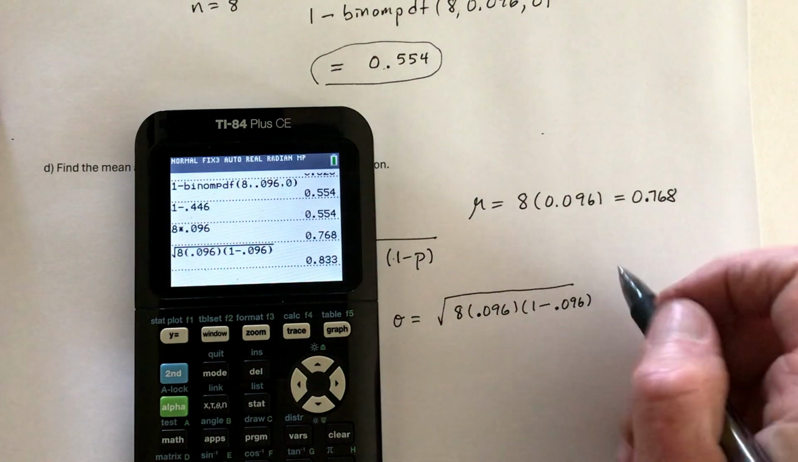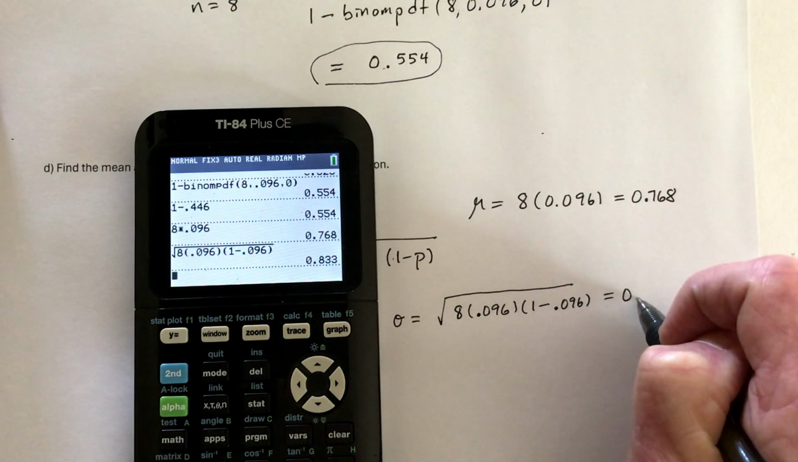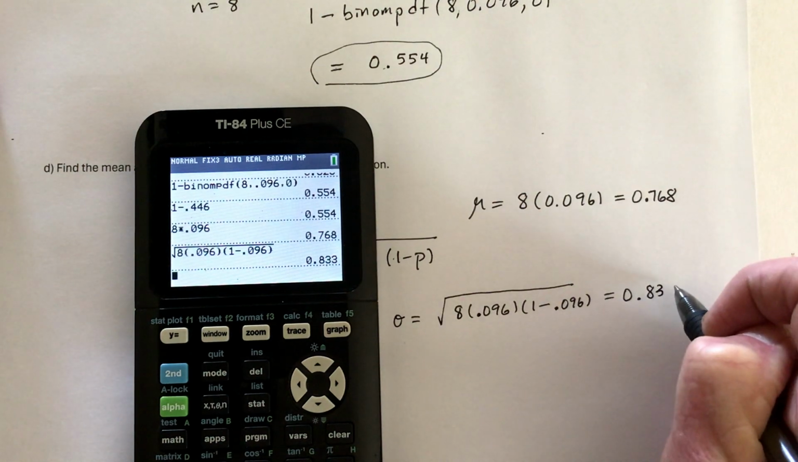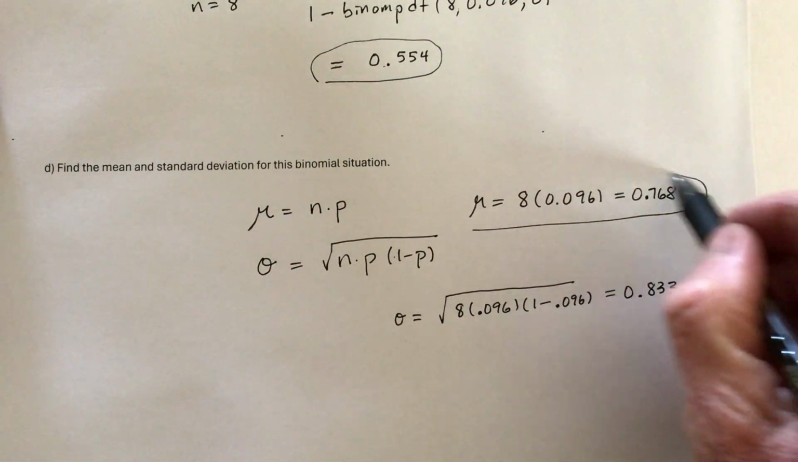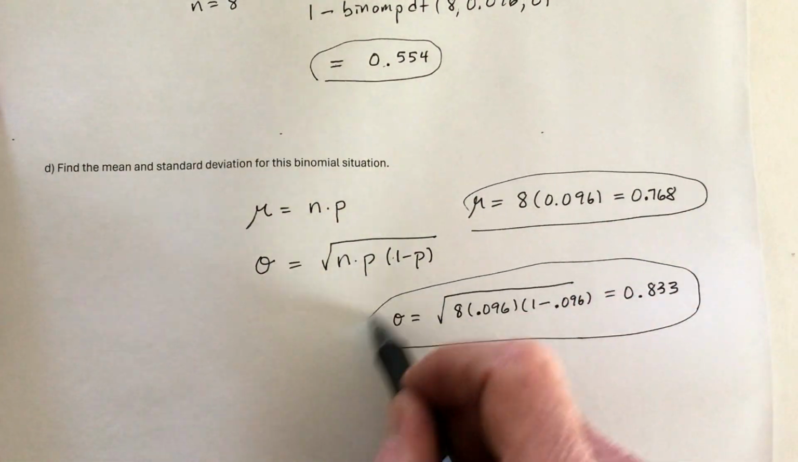And it turns out that the standard deviation is 0.833. So there's the mean, and there's the standard deviation.